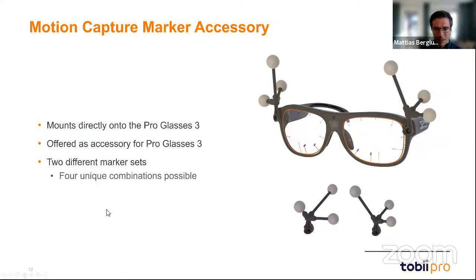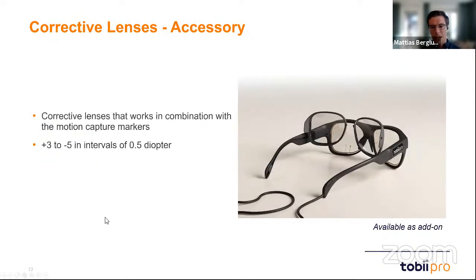Another thing that is now available for the Glasses 3 is corrective lenses together with the motion capture markers. This is an improvement that we made from Glasses 2. Now the corrective lenses are placed on the inside of the lens, and the motion capture markers are on the outside. So you can use them together, which is great because it enables more people to be eye tracked with the glasses. And these are available in different diopters, as you see here.